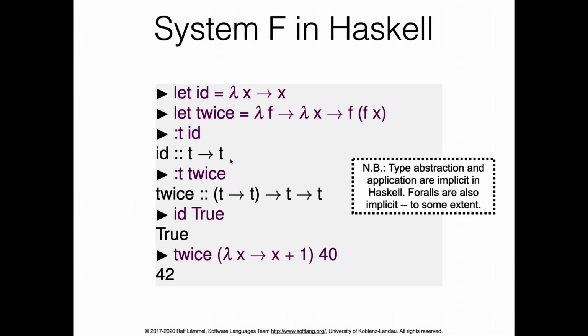You might also look it up by the name of rank n polymorphism, higher ranked polymorphism. Okay, and as you see here, not just can we leave out the for alls, and also we leave out the type abstractions here. Accordingly, we also can leave out the type applications. Okay.